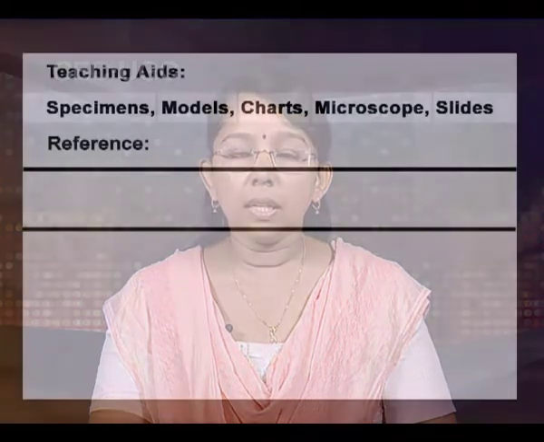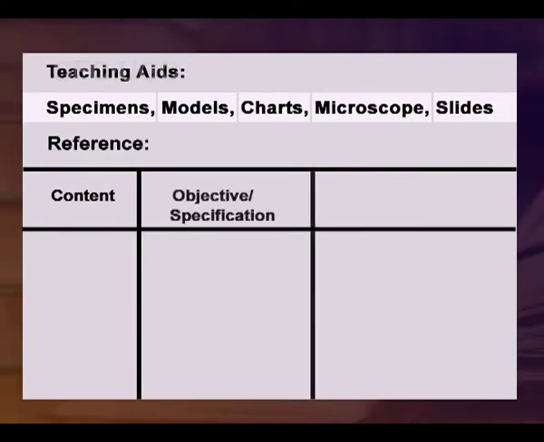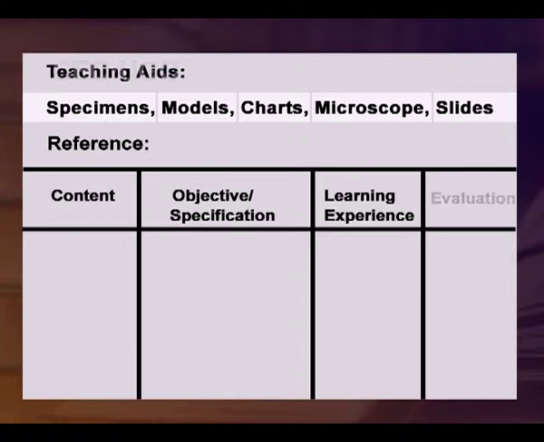Now comes the details. It is usually written in a 4-column format. First column details content part, second column has the objective and specifications for that content part, third details the learning experiences to be given to the students to explain the content, and fourth column has evaluation procedures like questions to be asked or activities to be done by the students after that particular concept has been explained. Showing you a complete lesson plan is beyond the scope of this class. I will give you a sample of writing each step.